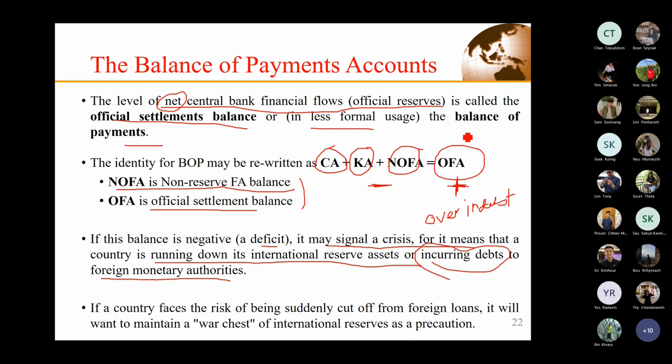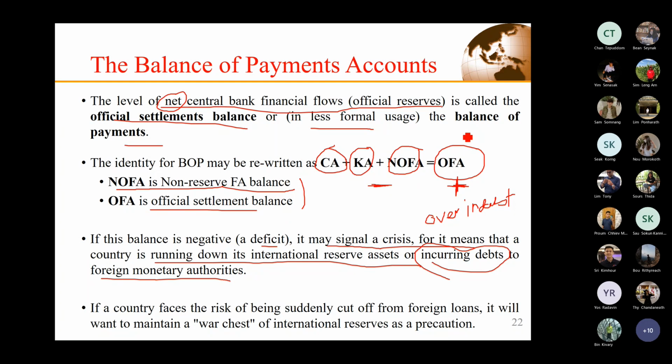So I think that is the thing. How important is the official reserve transactions balance in this kind of official transactions? And what kind of message or what kind of signal does it tell us?